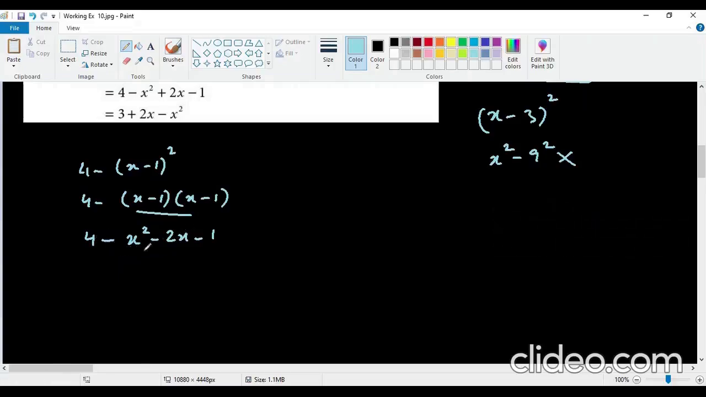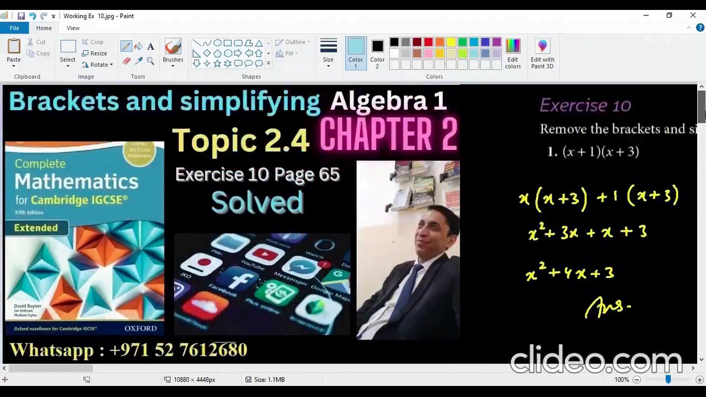So the numbers 4 minus 1 minus x square minus 3x. So 4 minus 1 is a 3. So in the answer you will write 3 plus 2x and minus x square. This is going to be the answer. Okay, so keep this in mind, and this is the end of this exercise, and the points are clear.